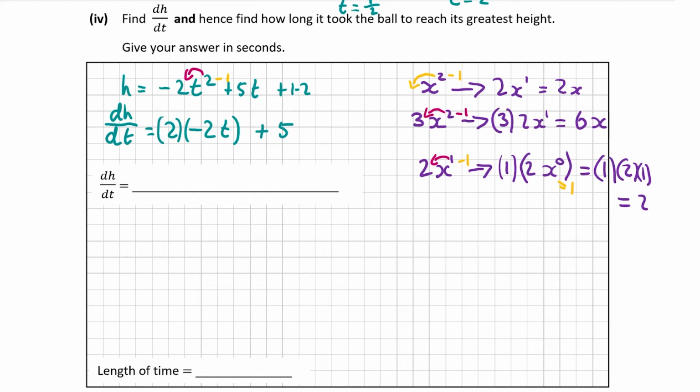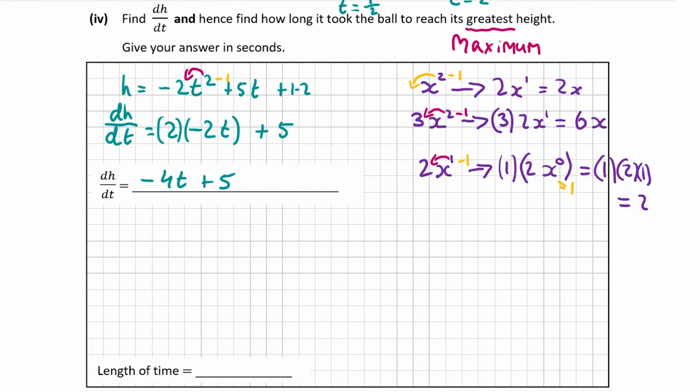So we get 2 by minus 2t plus 5. So 2 by minus 2t is minus 4t, and we still have the plus 5. So that means dh/dt is minus 4t plus 5. So now we have to work out how long it took the ball to reach its greatest height. So another word for that would be the maximum height.